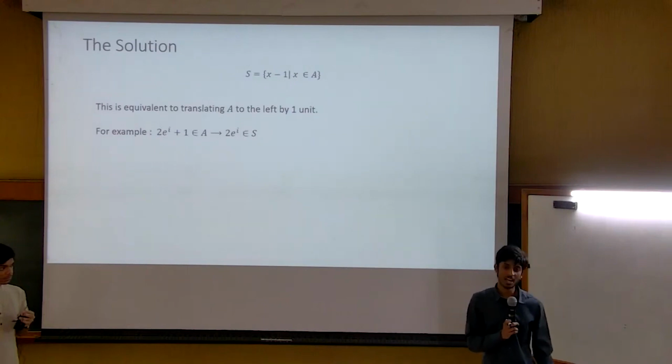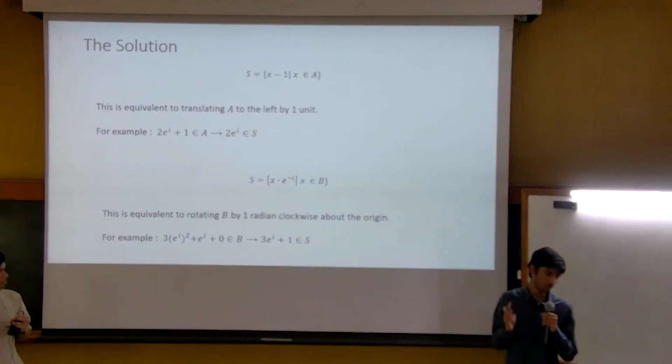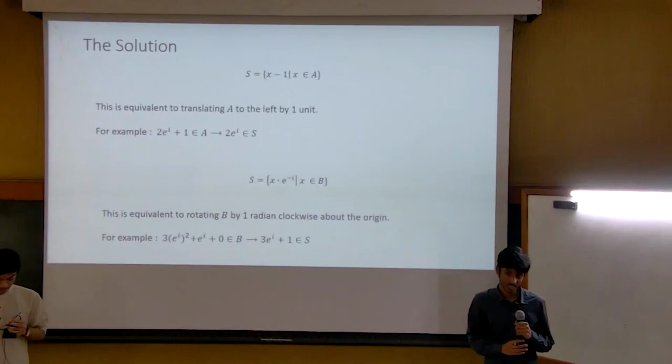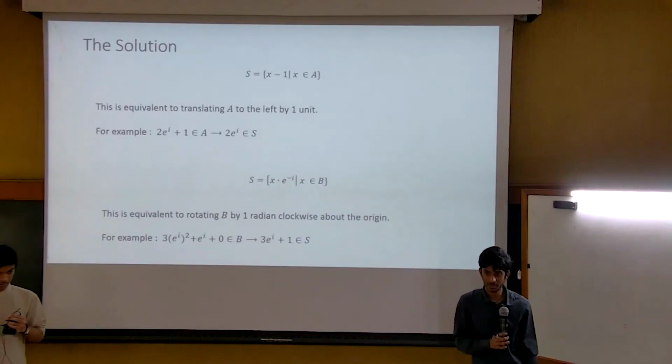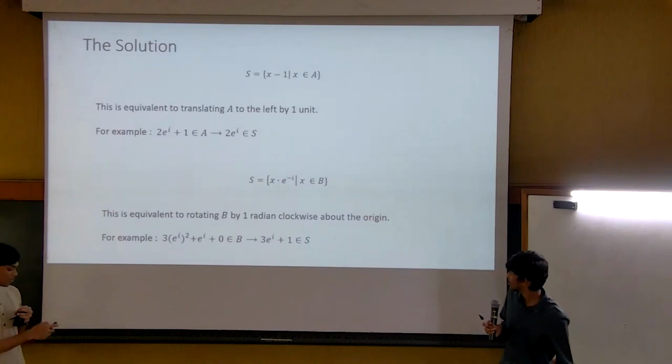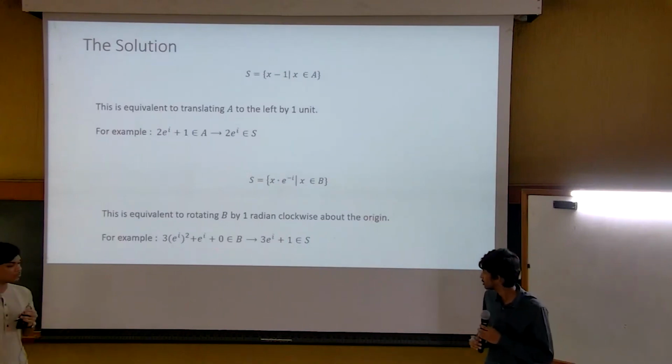For the set B, our isometry will be rotation clockwise by 1 radian about the origin. That can be characterized by multiplying the relevant element by e to the minus i. We have another example which maps an element from B to S.